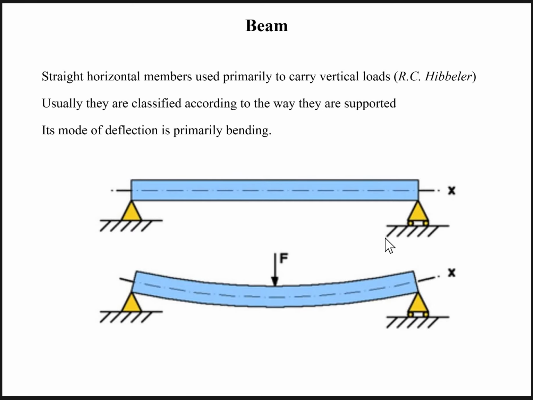A beam is basically a structural member which is used to carry mainly vertical loads, and depending on the type of supports, it can be classified in many types. In this case, the beam is supported by a hinge and a roller support and is called a simply supported beam.